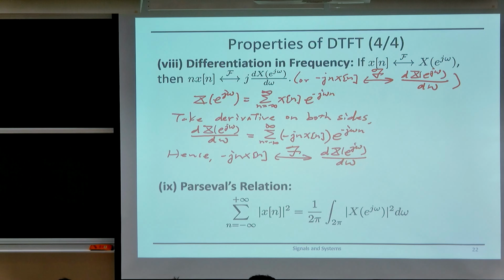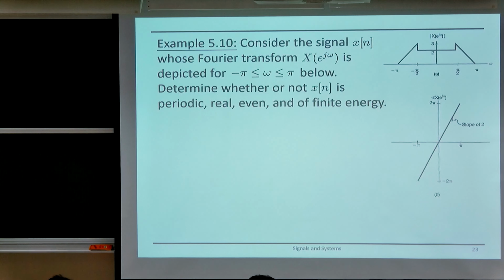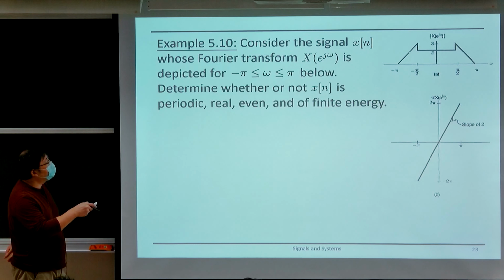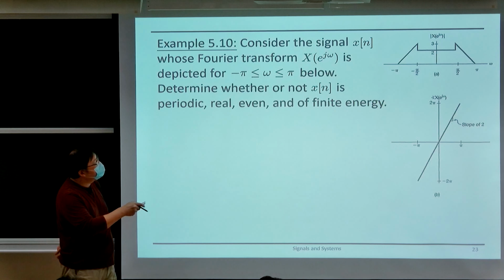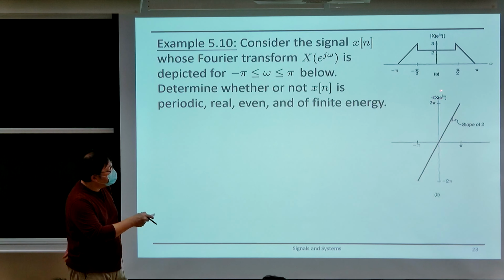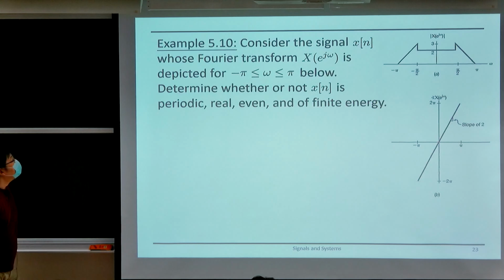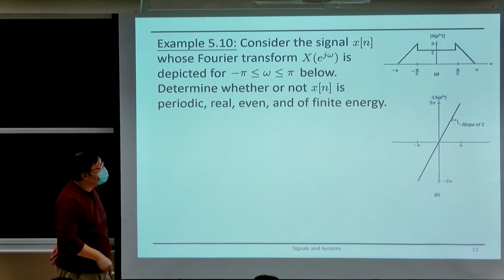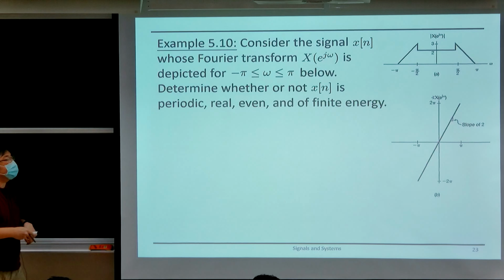All right, let's look at an example. In this example, you start out with this spectrum, capital X, which is given here. Here we have the magnitude of the spectrum, which looks symmetric, and you have a phase that is linear. Note that because this is the Fourier transform of a discrete-time signal, it is periodic. Here I'm only plotting it for one period, but it should repeat every 2 pi. Now the question asks you to determine whether or not x[n] is periodic, real, even, and of finite energy.